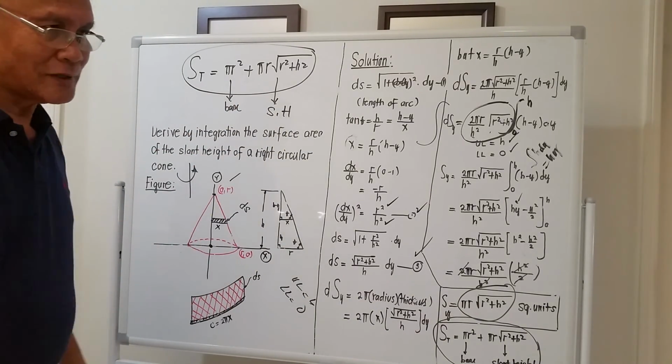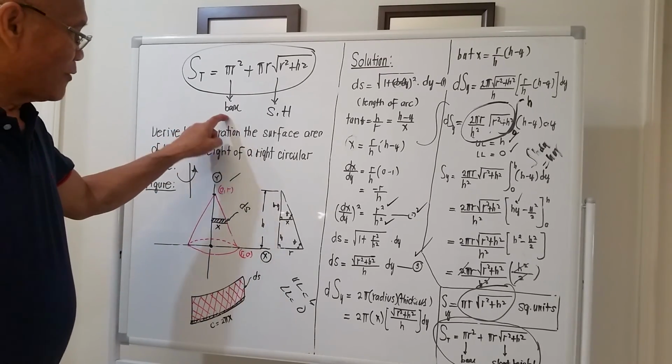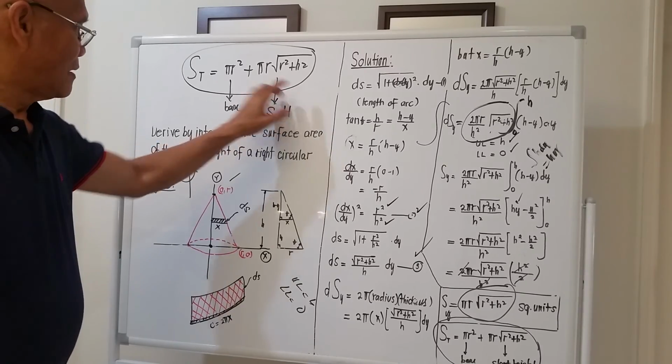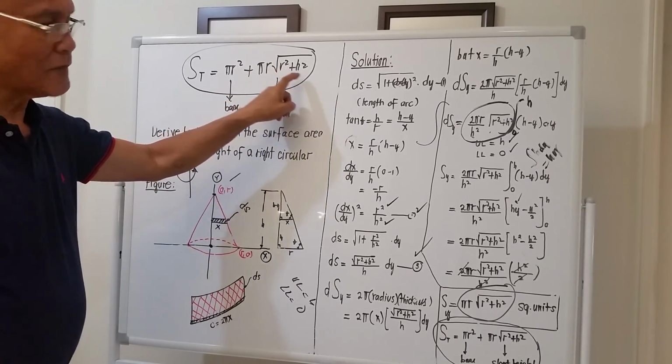That's the formula for taking the total surface area of a right circular cone, area of the base plus area of the slant height. Pi r square plus pi r times the square root of r square plus h square.